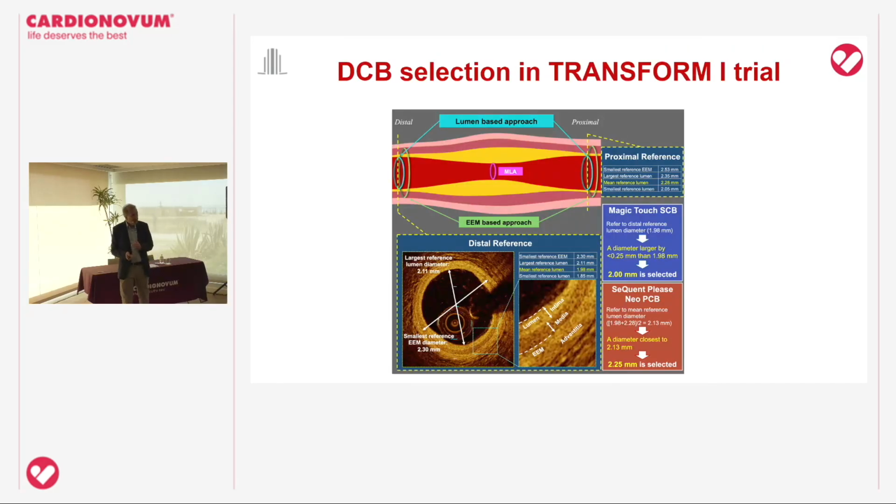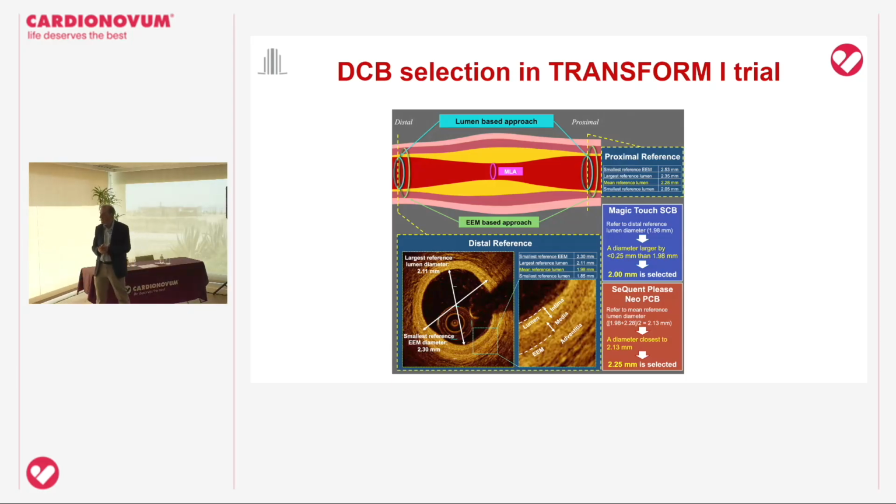And then we have interesting data coming from other trials that I think merit being discussed here. This is the Transform 1 trial. Transform 1 compared two DCBs, Sequent Please, a paclitaxel-based DCB, versus Magic Touch, a sirolimus-based DCB. But they used different ways of selecting the balloon based on imaging. Magic Touch selected the balloon to be used during the PCI referred to the distal reference.